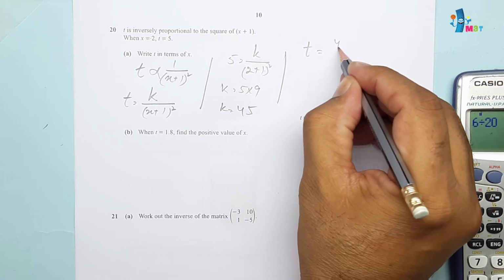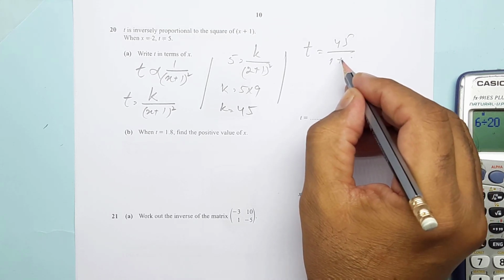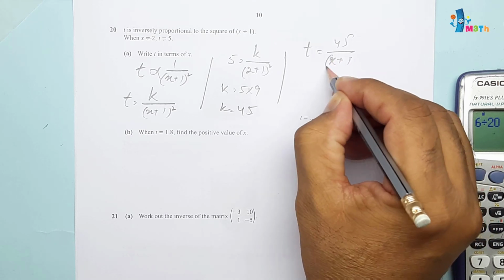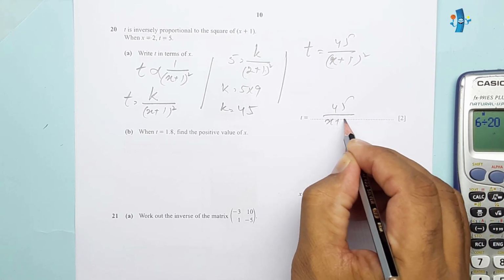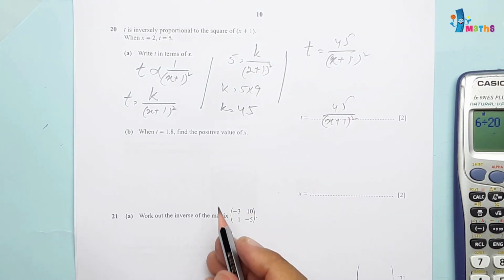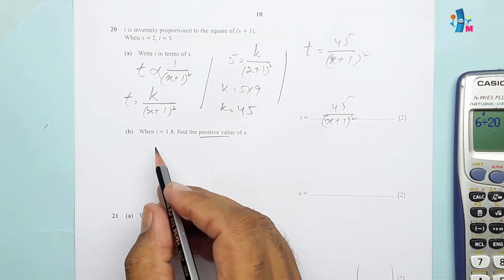Kt is equal to 45 over 1 plus x plus 1, basically x plus 1 squared. So 45 over x plus 1 squared. Then B part, when t is equal to 1.8, find the positive value of x.